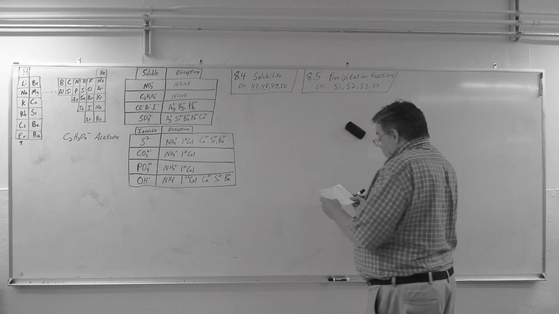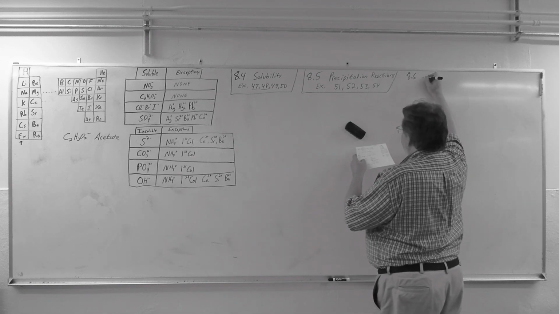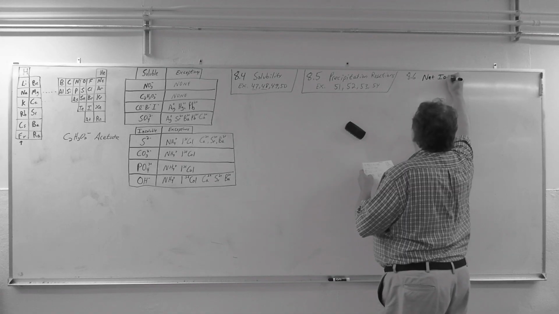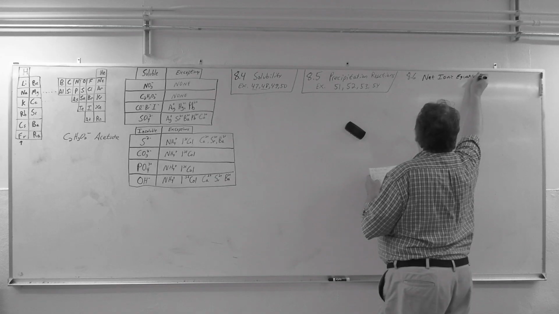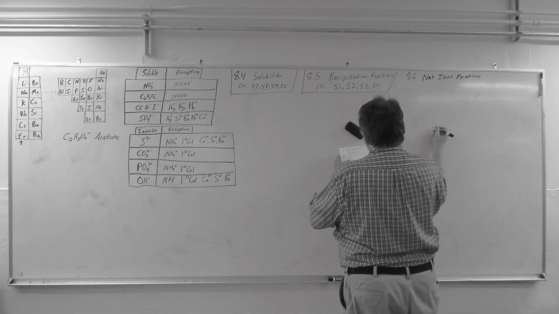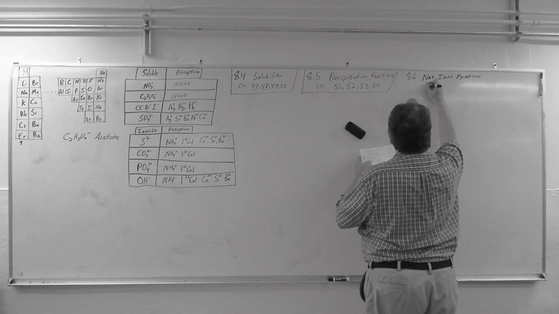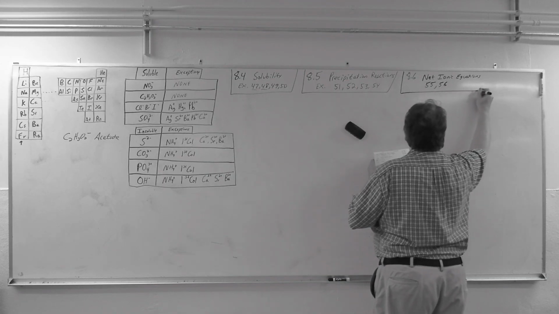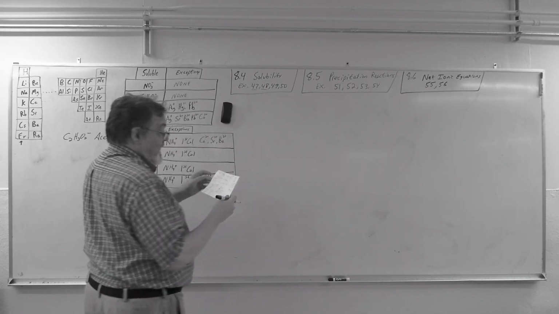And we will very likely get to 8.6, net ionic equations. 55 and 56. So that's what to look at if you want to practice what we're doing today. I might get to acid-base too.